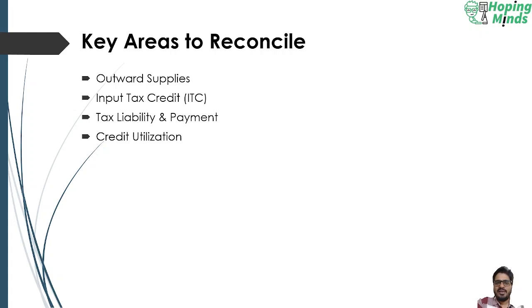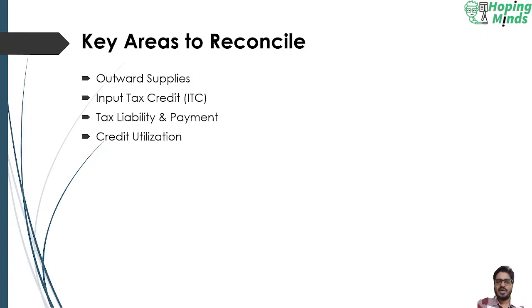Then tax liability and payment. First of all, the tax liability as per the return and as per the books must be in sync with each other. Then the mode of payment that has been used to discharge the GST liabilities must match with the return, and the corresponding cash balance or the credit ledger balance should match with the books.